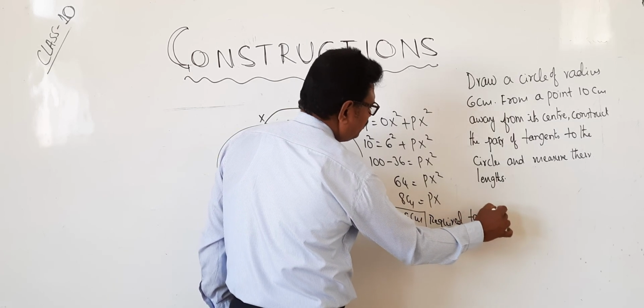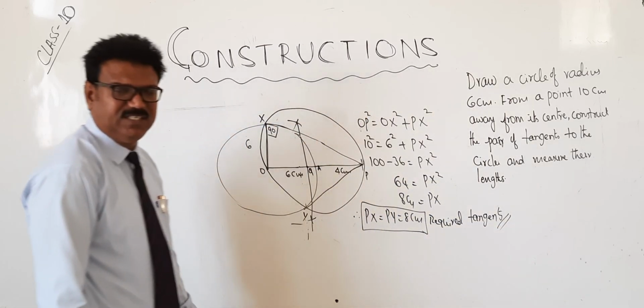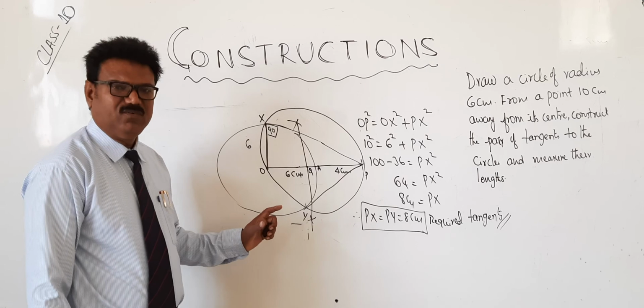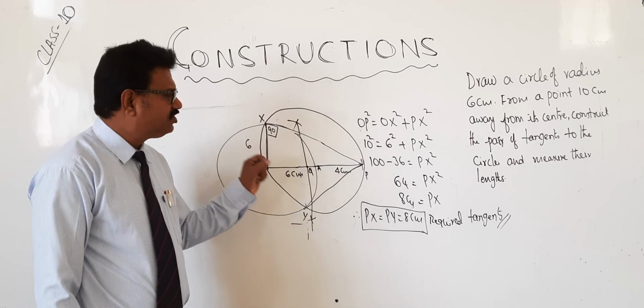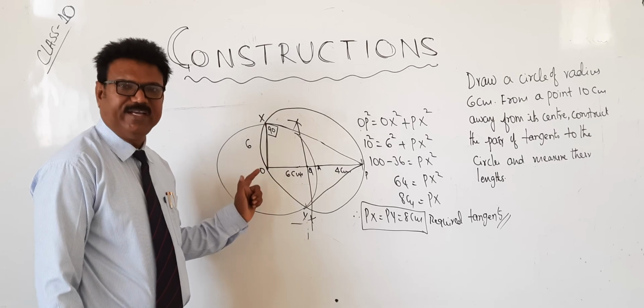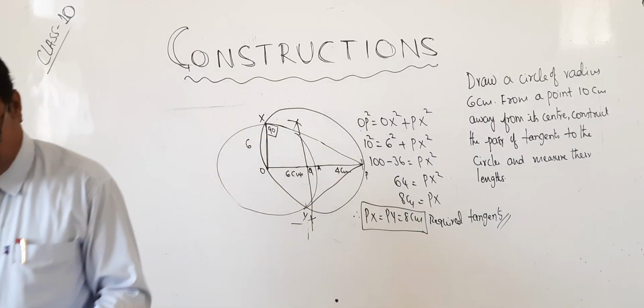Okay? So very simple, right? Do you understand? Yes. This is the way you should construct a tangent from the external point. Okay? Right. Take note.